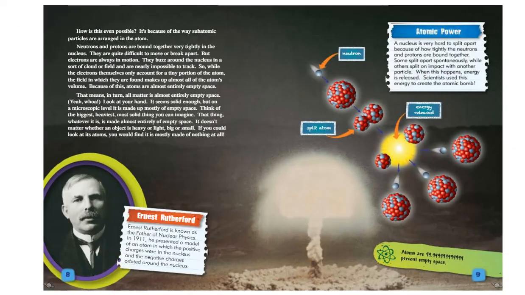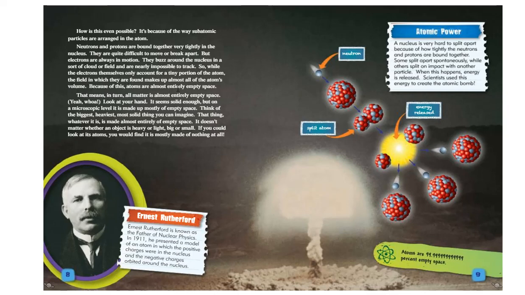So continuing on, we're asked, how is this even possible? It's because of the way subatomic particles are arranged in the atom. Neutrons and protons are bound together very tightly in the nucleus. They are quite difficult to move or break apart. But electrons are always in motion. They buzz around the nucleus in a sort of field or cloud and are nearly impossible to track. So while the electrons themselves only account for a tiny portion of the atom, the field in which they are found makes up almost all of the atom's volume.